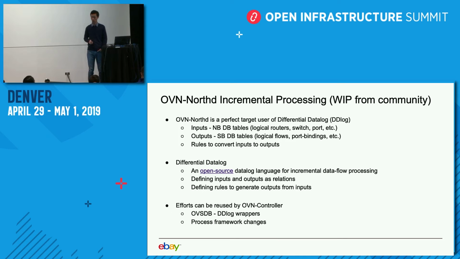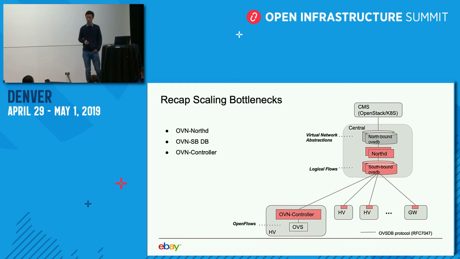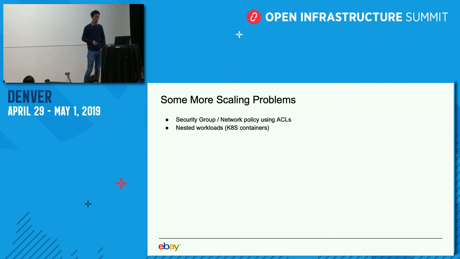I won't talk about more details here. But I'll recap the scaling bottlenecks of each of the control plane components: northd, southbound DB, and OVN controller. And we have some more interesting scenarios I want to share with you. The first is security group or network policy, which use ACLs in OVN. The next one is about nested workloads.